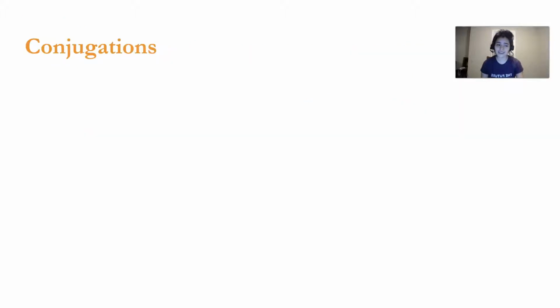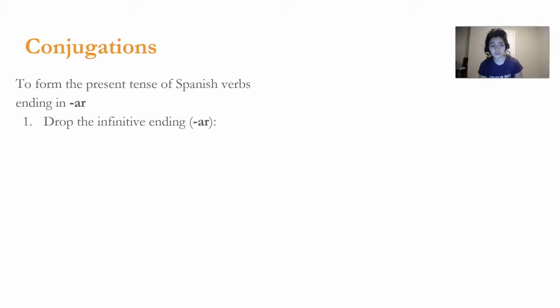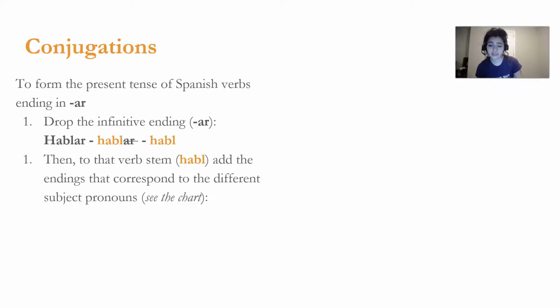So first we're going to see the conjugations. To form the present tense of Spanish verbs ending in AR, you have to follow these steps. First, drop the infinitive ending, so the AR ending. For example, in the verb hablar. Then, to that verb stem, add the endings that correspond to the different subject pronouns in the present tense.